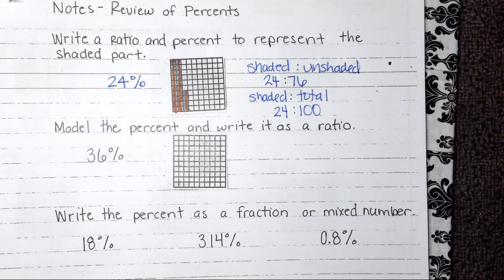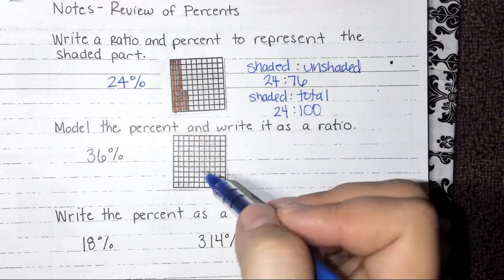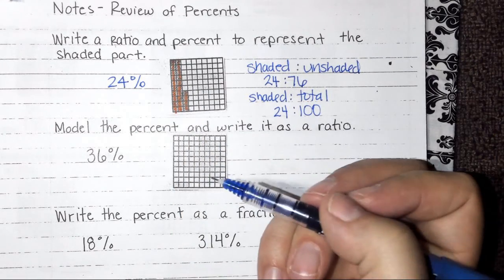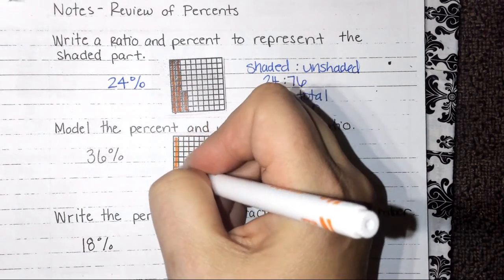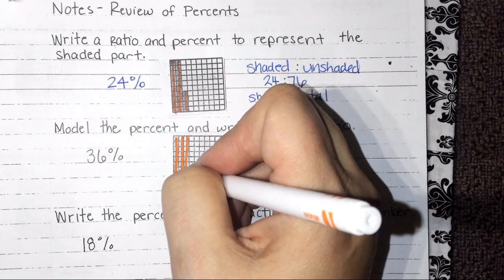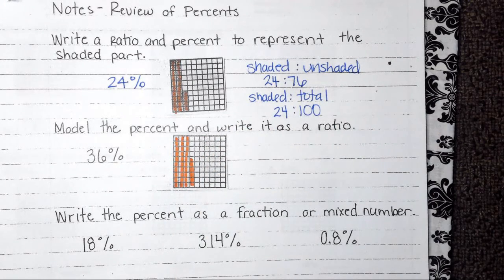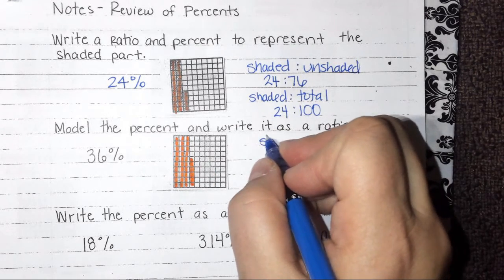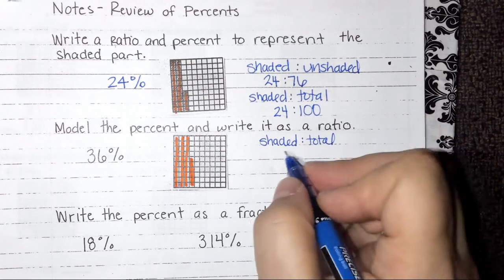All right, look at the next one. This drawing, this is another way to model your answer. Okay, this is a 100 grid. It's a 10 by 10. So if you were going to model the percent, how many squares would we shade in? 36. So we've got 10, 20, 30, 1, 2, 3, 4, 5, 6. So we have 36 squares shaded in. Okay, so that's 36%. If I were going to write that as shaded to total, what ratio would it be?